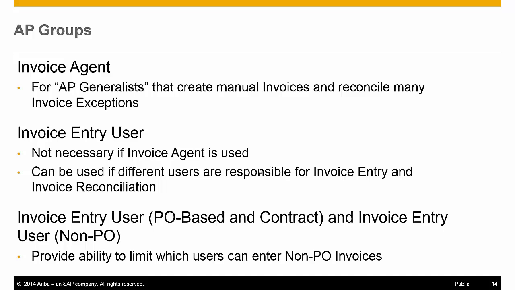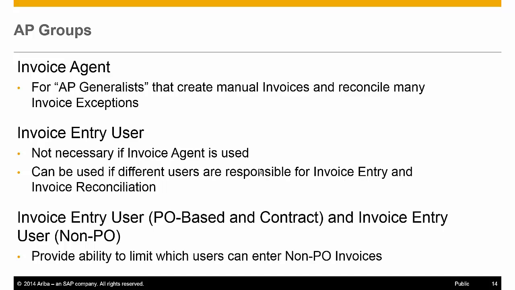Next, we'll move on to a category we call accounts payable groups. And the groups that you'll see in this section primarily have to do with invoicing and payments. So first up, we have a group called invoice agent.